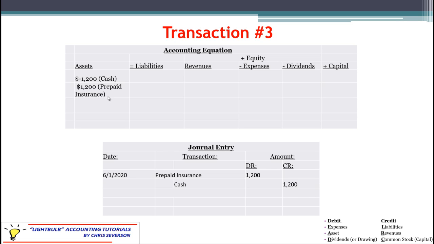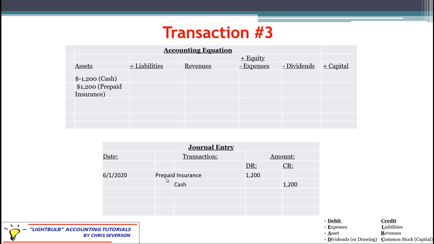Now, if you want to visualize this, if you need a tangible asset to really visualize this, you could pretend that when you're buying the insurance, the insurance company gives you a booklet of coupons, 12 coupons, one per month, and as the month passes, you rip out one of the coupons and you use it up. If you want to do that just for visualization, then you'll realize that, hey, we bought this asset, we bought this book of coupons, and then we're going to use it up over time as the month passes. That's one way I like to visualize it for people. So our assets net out to zero, one increased, one decreased.